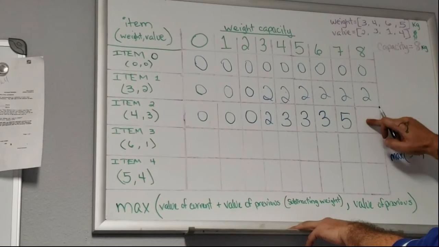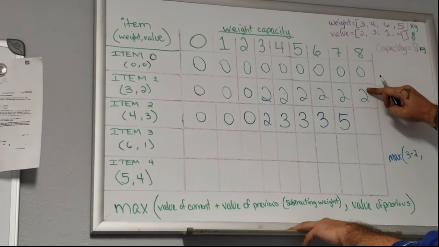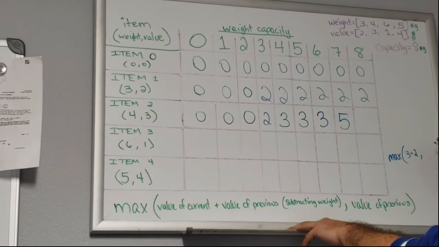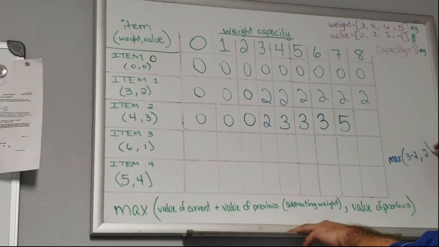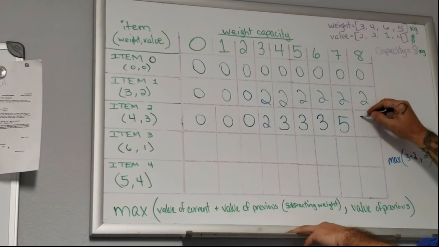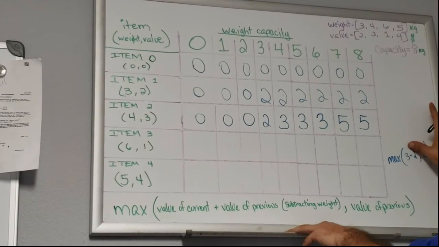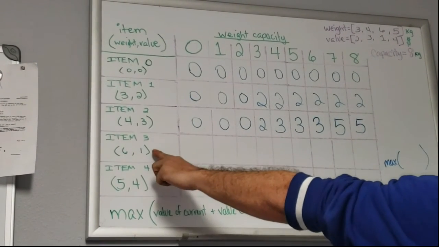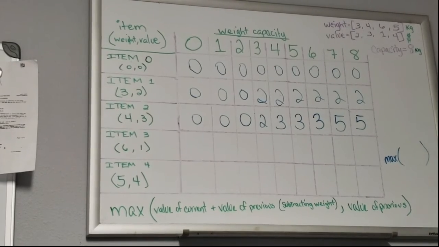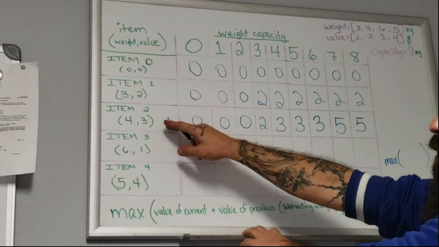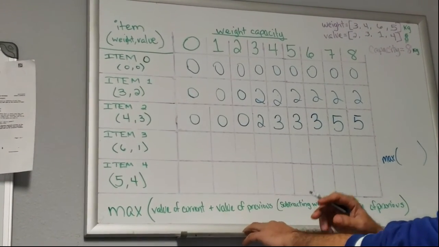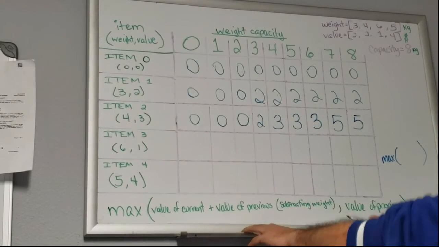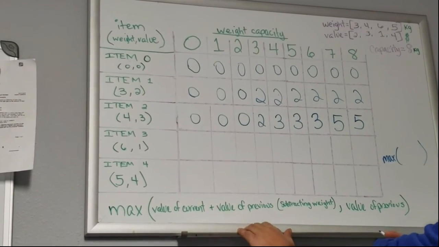And the value of the previous, we're going to refer to the row above, 2. Again, our max will be 5. All right, moving down to item 3. Now we're moving down to item 3, so keep in mind that item 2 and item 1 will be accounted for in this sub-problem as well.